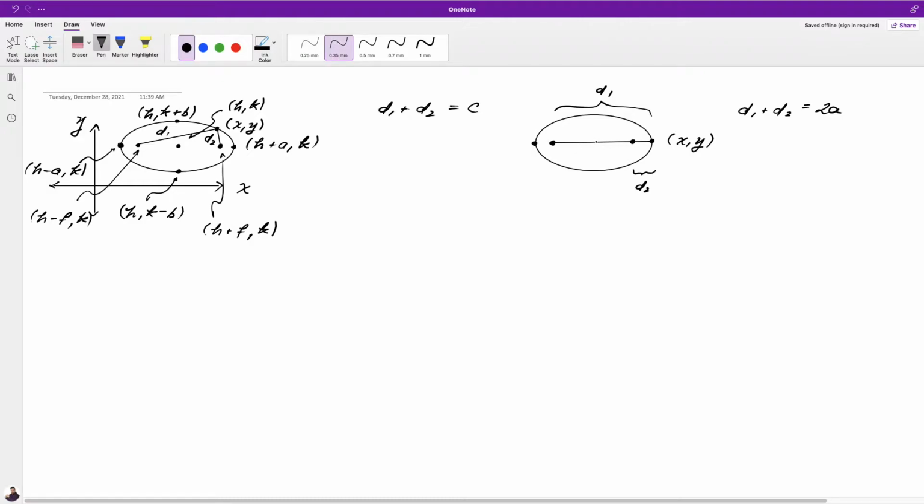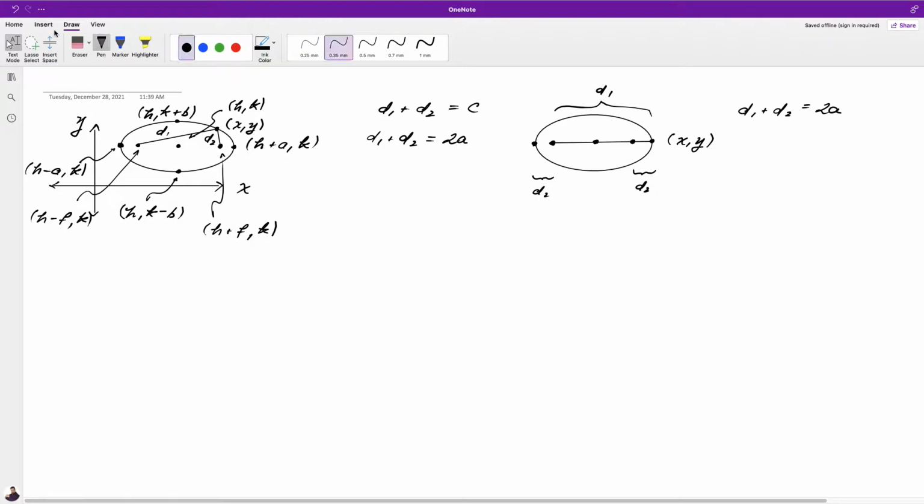You see, the distance from the center to the vertex here is a, and the same here, and I'm adding up 2a. d1 plus d2, this is the same thing as d2 right here, I should point out. d1 plus d2 is equal to 2a. So that's a lot easier to deal with. So let's go ahead and just get that down.